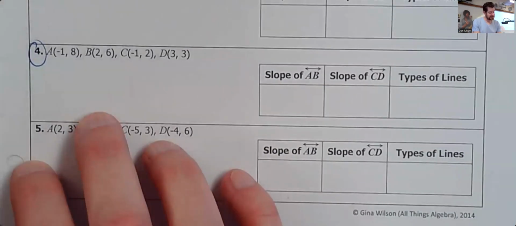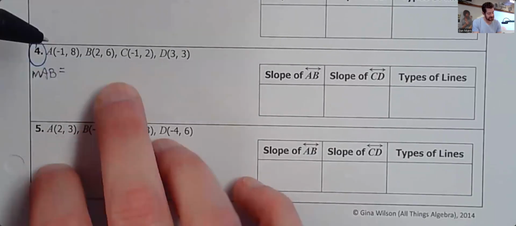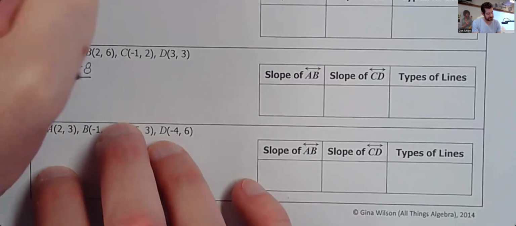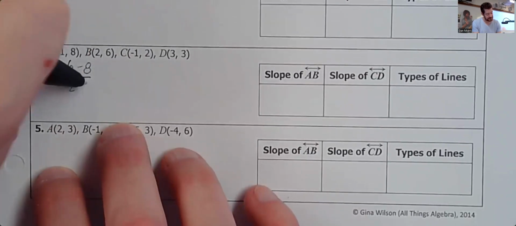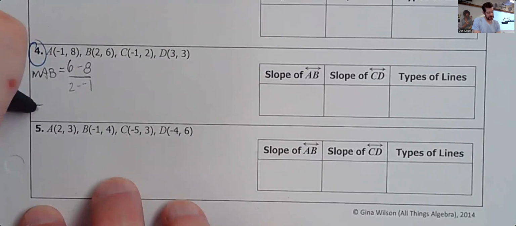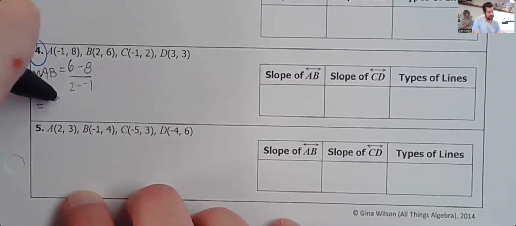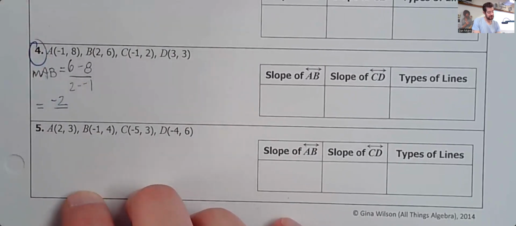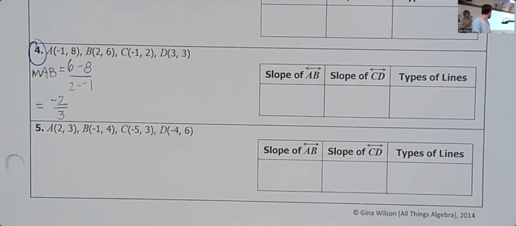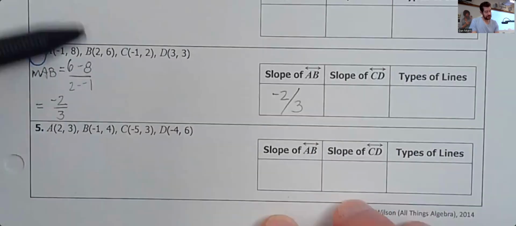Slope of line AB. Let's take a look. So slope of AB: Y2, 6 minus Y1, 8 over X2, 2 minus X1, -1. Let's see, 6 minus 8 is what? -2. 2 minus -1? 3. So -2/3 for slope of AB. -2/3. All right.